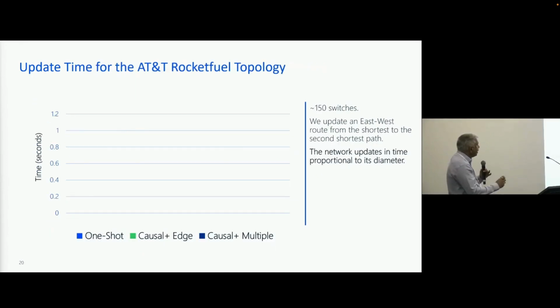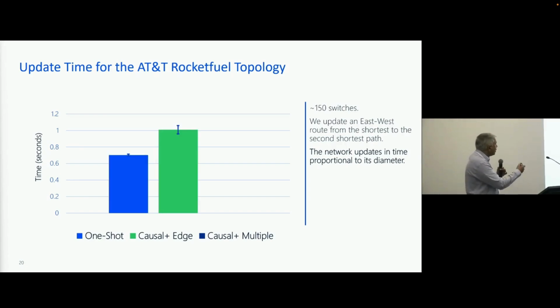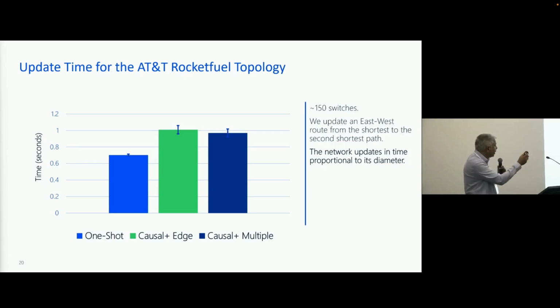This is the update time for the entire network. So it turns out theoretically it updates in time proportional to the network diameter, because that's the time it takes to propagate the markers through the network. And it turns out that it's not very different depending on how you choose the nodes.